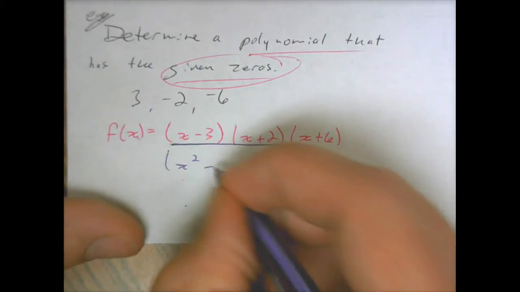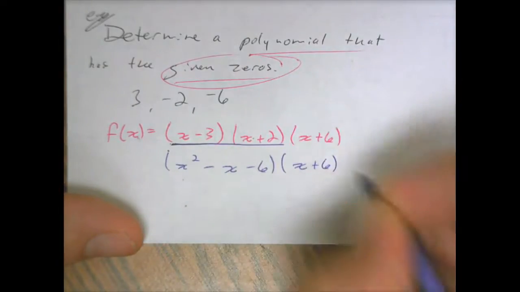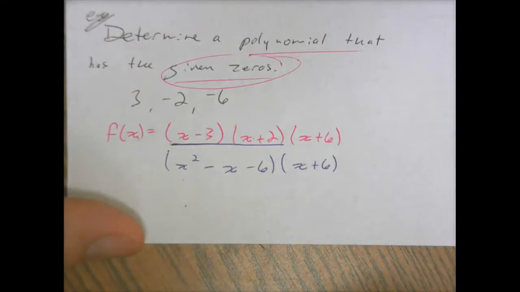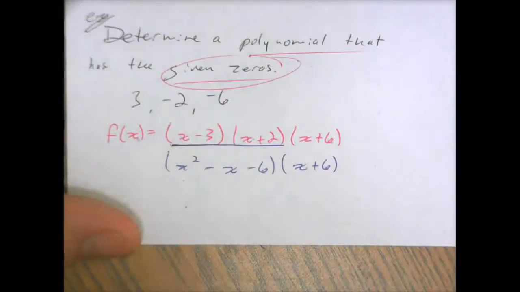And then we will have minus x minus 6, and then I can have the times x plus 6. Do not multiply all of these out at once. Please, please do not multiply all of these out at once.